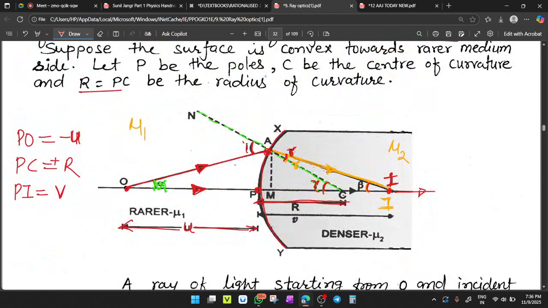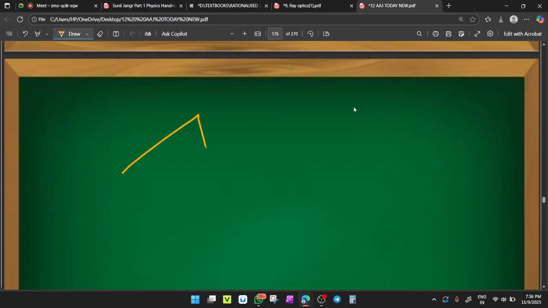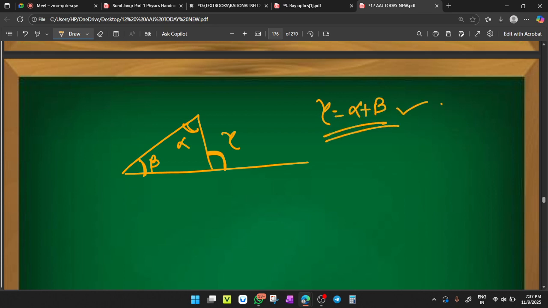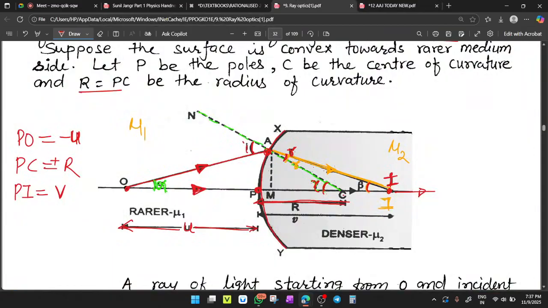Now by the exterior angle theorem, in class 9th we have studied the exterior angle theorem. So what is the exterior angle theorem? The exterior angle theorem says that this is called the exterior angle, if this angle is gamma and the distant interior angles are alpha and beta, then according to the theorem gamma is equal to alpha plus beta. Okay, do you know this, students? This was the exterior angle theorem. Clear or not clear? Yes, the exterior angle is the sum of the distant interior angles. Clear or not clear?